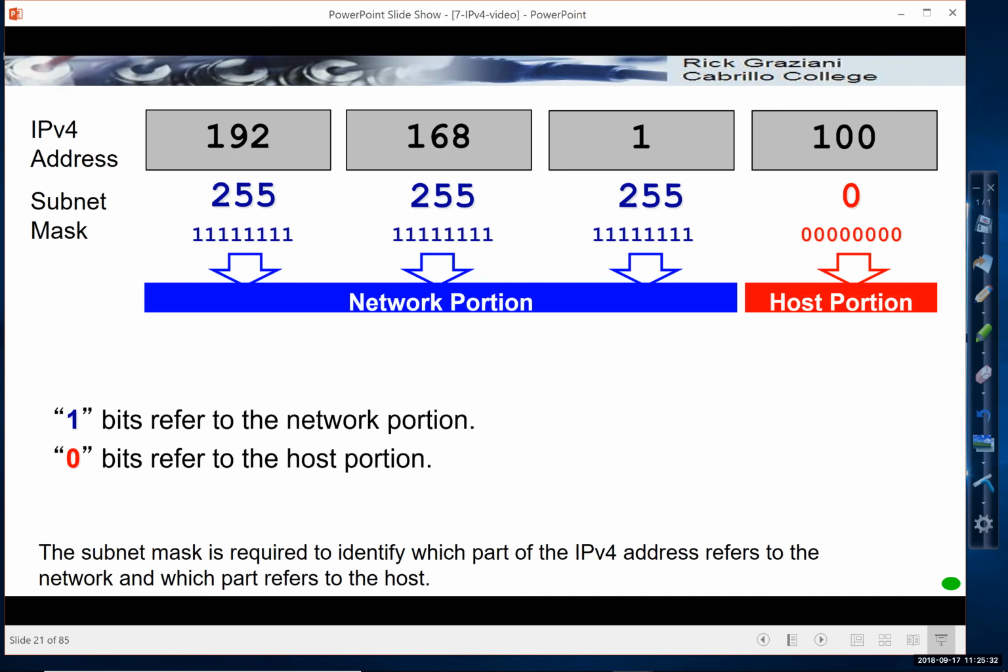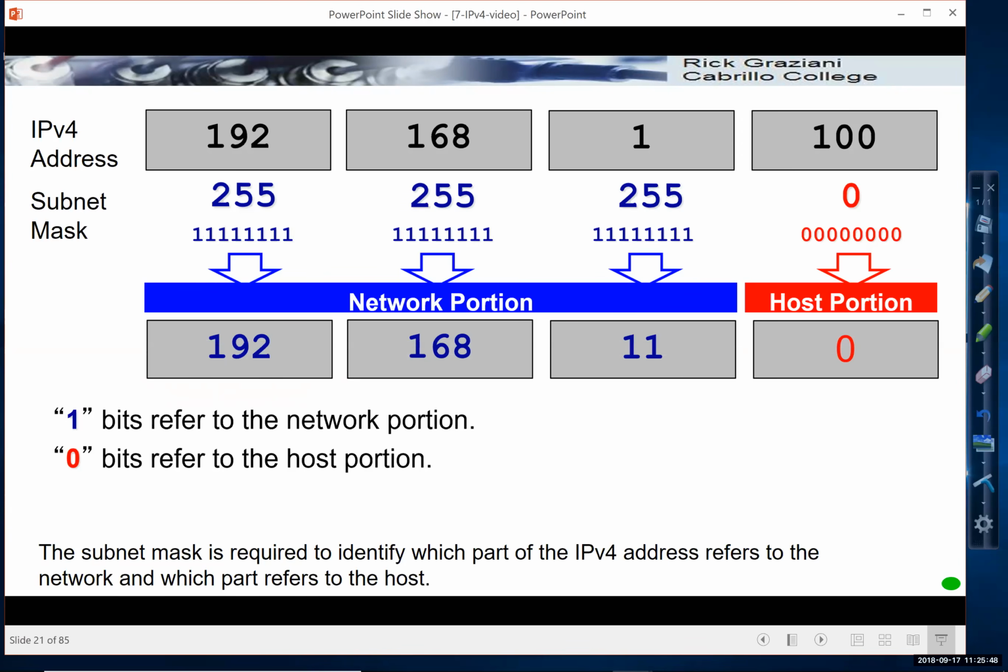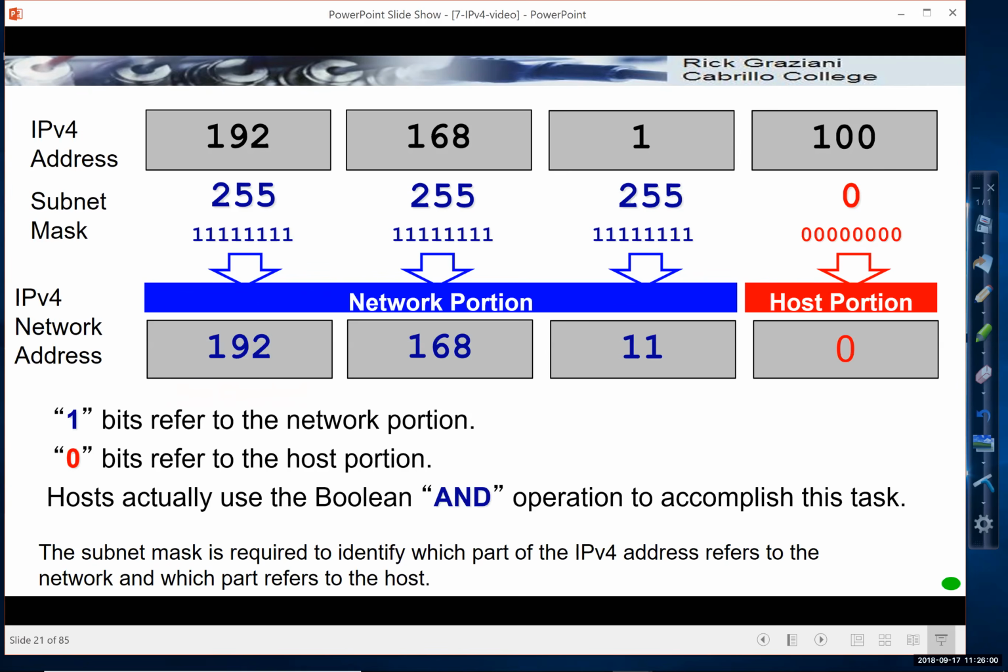So it's the subnet mask. We look at it in binary there, that divides the network portion of the address from the host portion. The ones indicate the network portion of the address, and the zeros indicate the host portion. Doing an operation that we refer to as an AND operation, we're going to look at that in a moment, it actually produces the IPv4 network address. This is done using a Boolean AND operation.